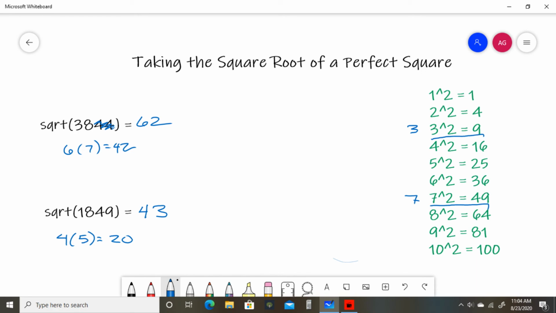The way we figure that out is we take the tens digit that we figured out, multiply by one more than itself to get 20. 4 times 5 is 20. And then ignore these two rightmost digits again. And since 18, what we have left, is less than 20, we're going to use the lesser of these two. So our ones place is going to be 3. And so the square root of 1,849 is going to be equal to 43.